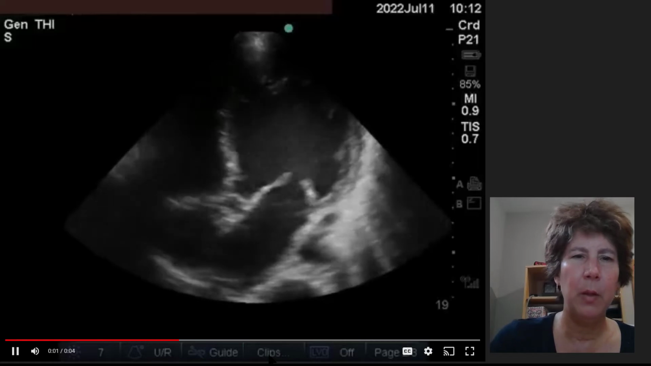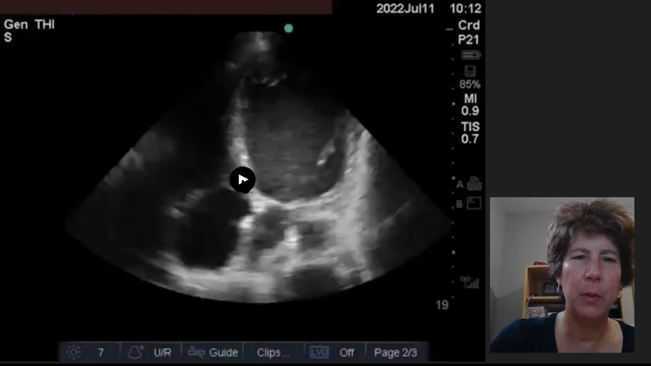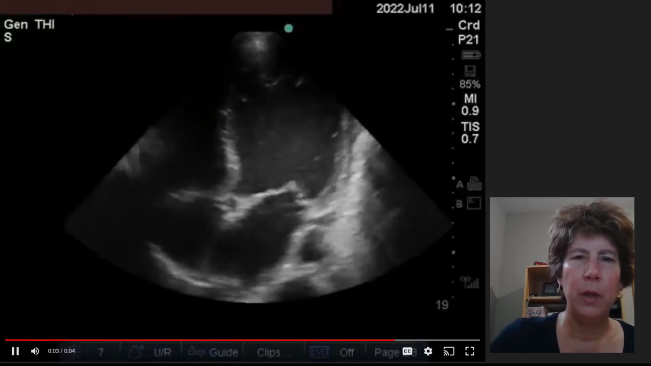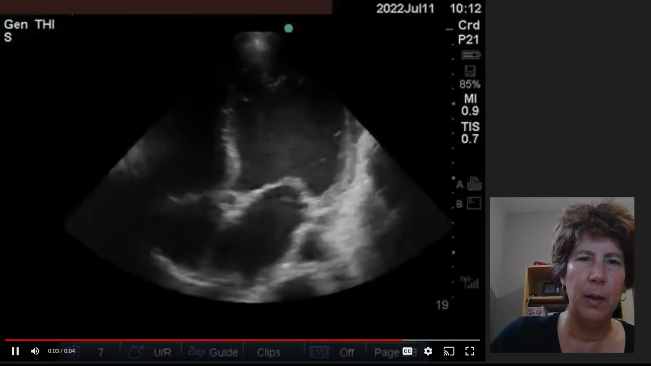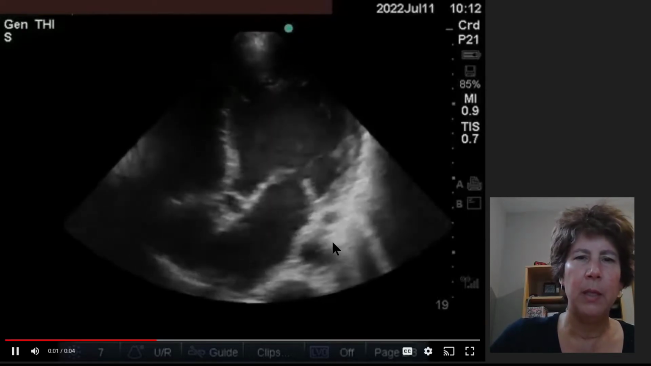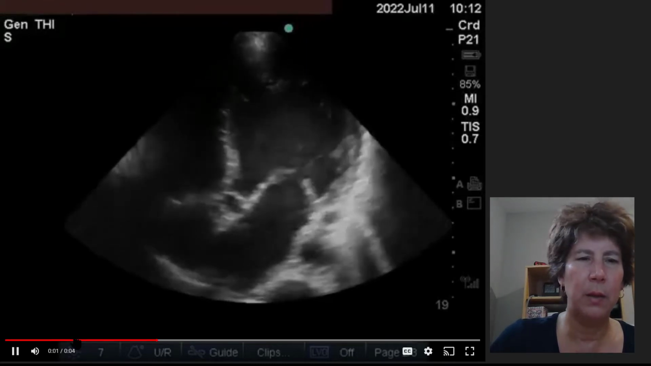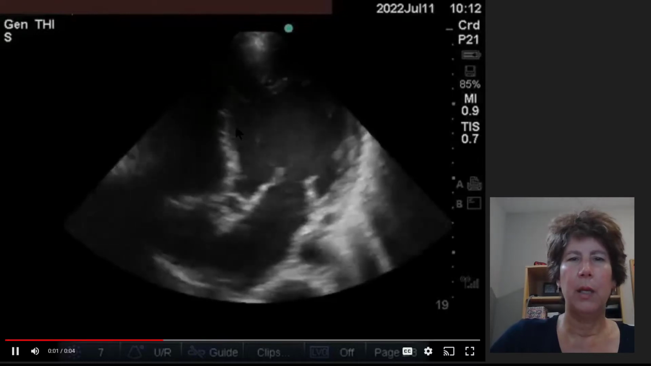Our apicals were up next, and it was a little hard to get the whole heart into the picture. That right base was a bit challenging. On this view, we can really see that very little is moving here, septal, lateral. I did try to zoom in on the apex in some of the views to make sure there was no clot there, because the apex wasn't contracting much either. LA is enlarged, LV is dilated.